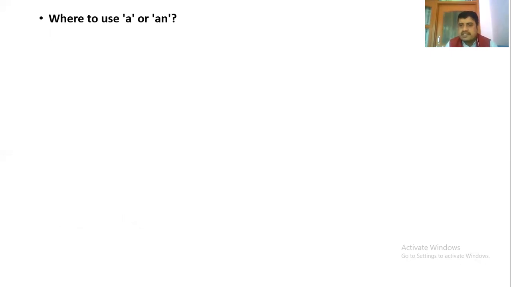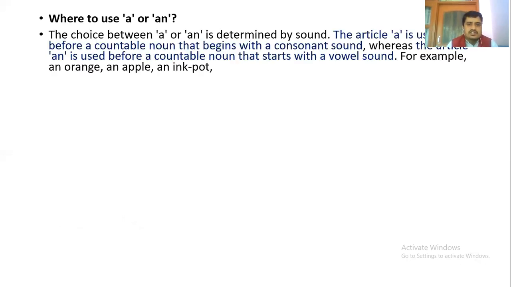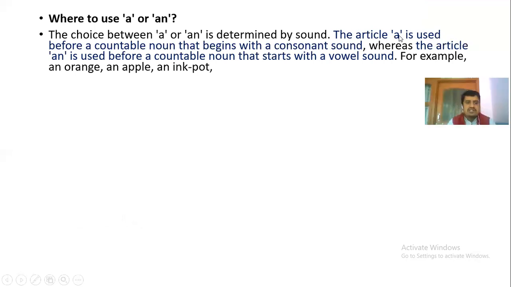By way of discussion, I think you are clear about the use of a or an. But I am here trying to give you more information about the use of the indefinite article a or an. Okay, the choice between a or an is determined by sound. The article a is used before a countable noun that begins with a consonant sound, whereas the article an is used before a countable noun that starts with a vowel sound.